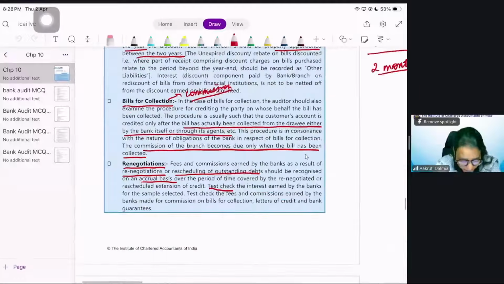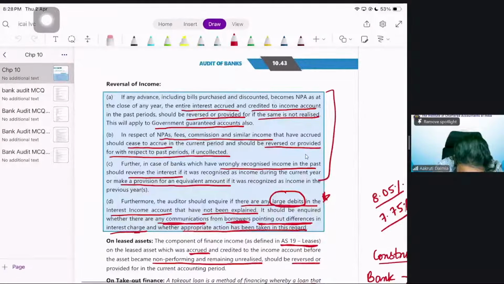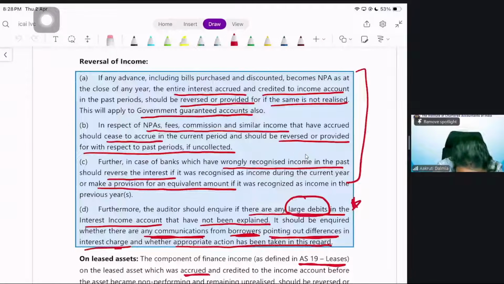It says, in case of banks which have wrongly recognized income in the past, should reverse the interest if it was recognized as income during the current year, or make a provision for an equivalent amount if it was recognized as income in previous year. It says that suppose interest was due, and I recognized it as income, but I should not have recognized that income. Suppose an account has become NPA, should I have recognized its income, Astha? No, I should not have, but I recognized it, so now do I have to reverse it?